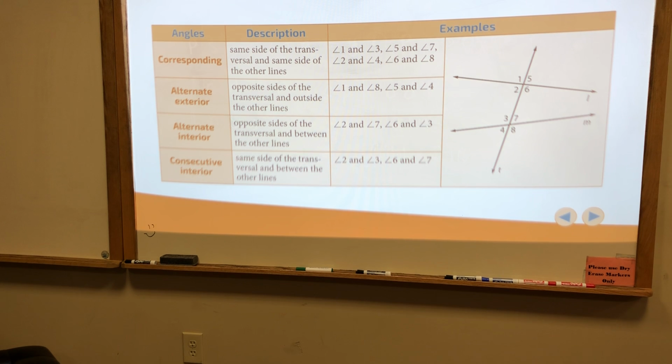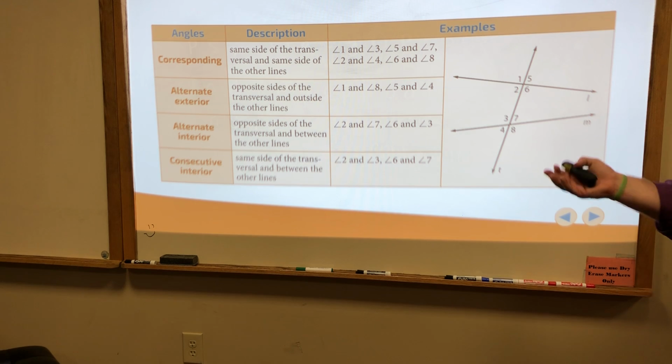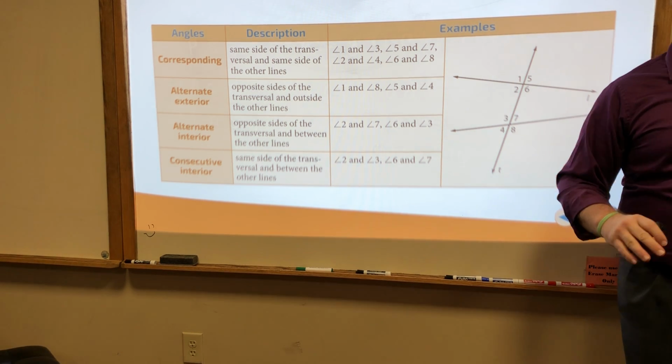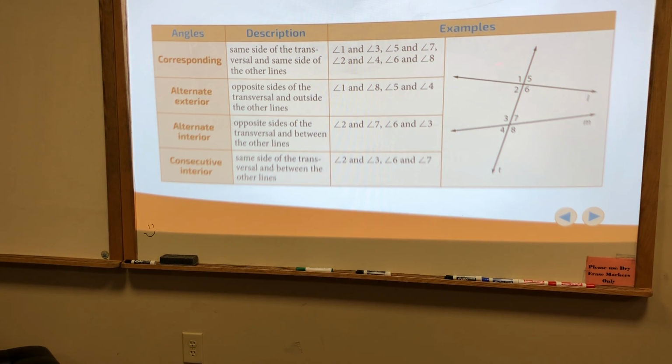So we have alternate exterior angles. They have to alternate. So let me ask you a question. Do they look like they alternate? No, they're next to each other, so they're not alternating. Alternating would be on this side of the transversal and on this side of the transversal. So exterior, outside, and alternating. So what would that be?